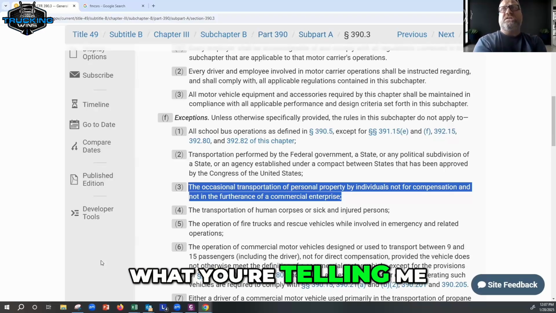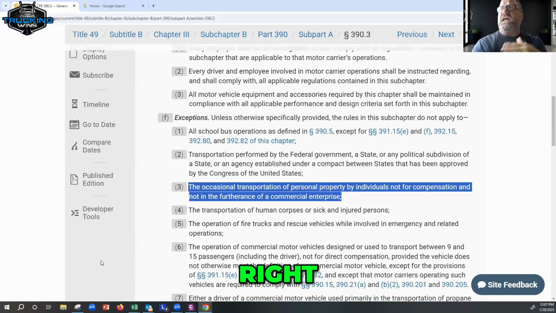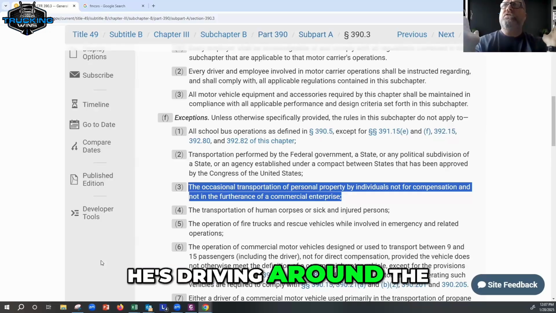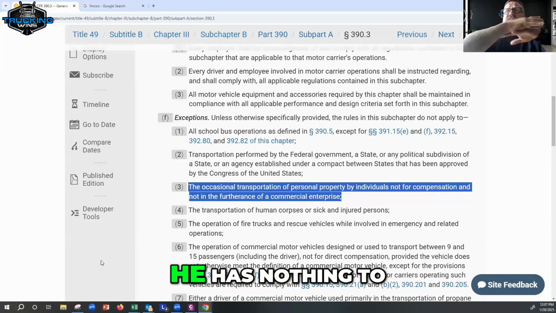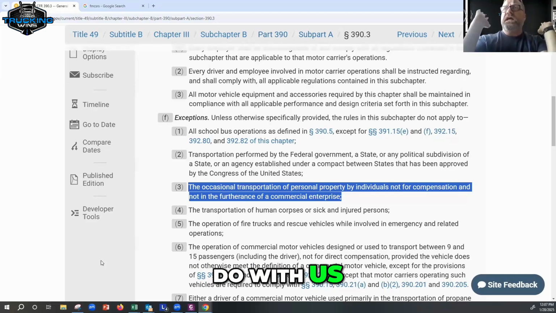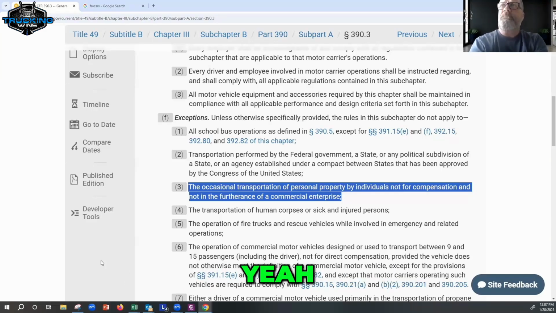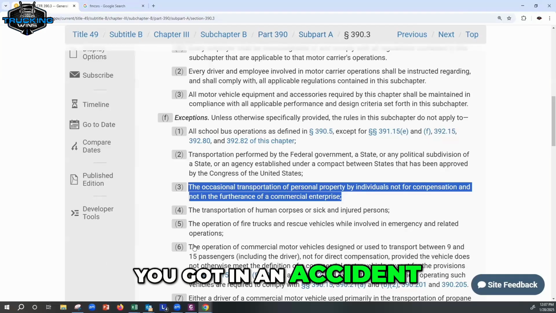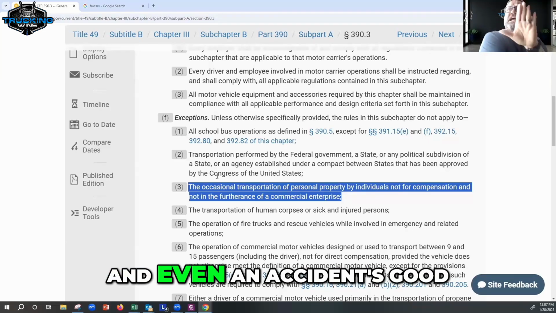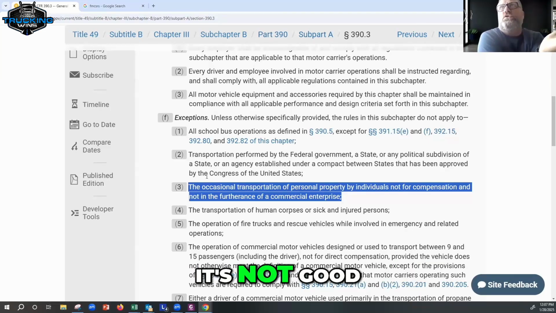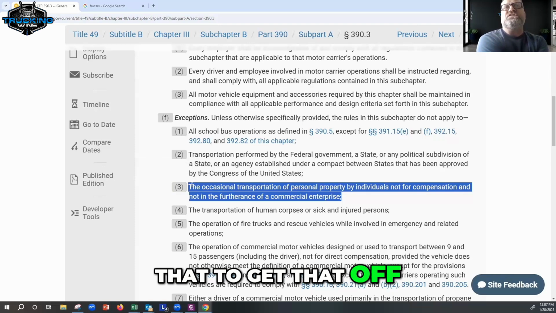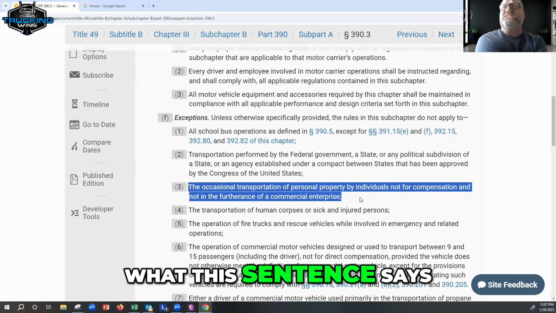So Mike, what you're telling me is that's what he was doing, right? He had his own truck. He's driving around the area of his house. He has nothing to do with us, and he gets a violation, yeah? Yes, he got in an accident. Yep, all right, so that's good, and even an accident's good. I mean, not good, it's not good we get an accident. To get that off. So let's go through what this sentence says.